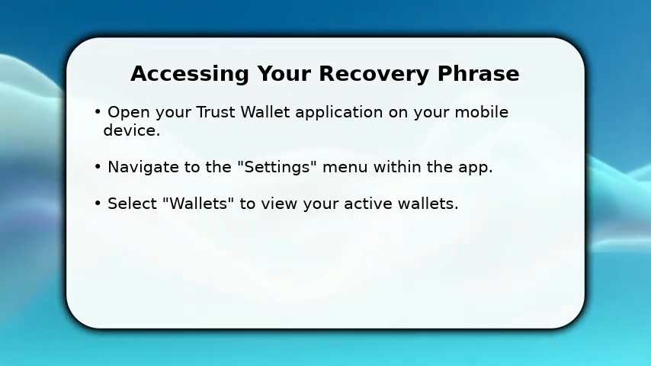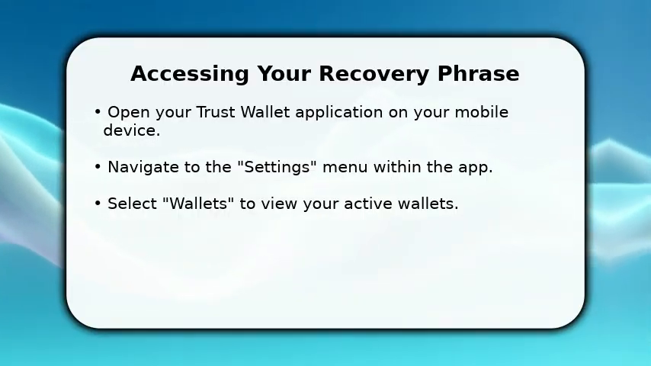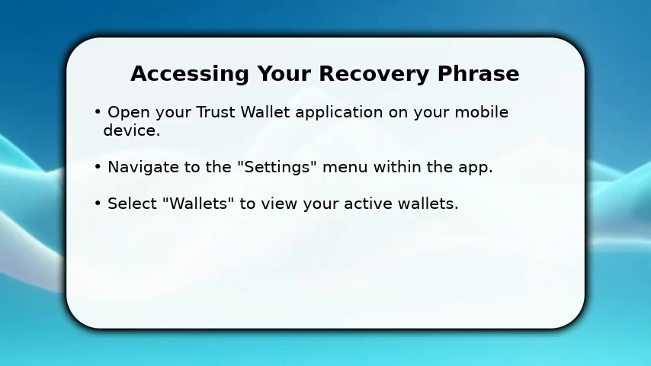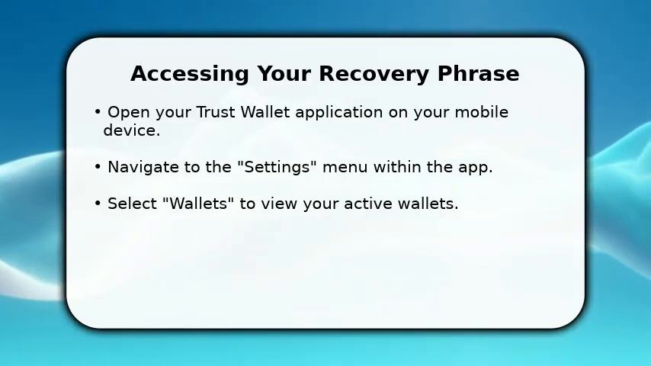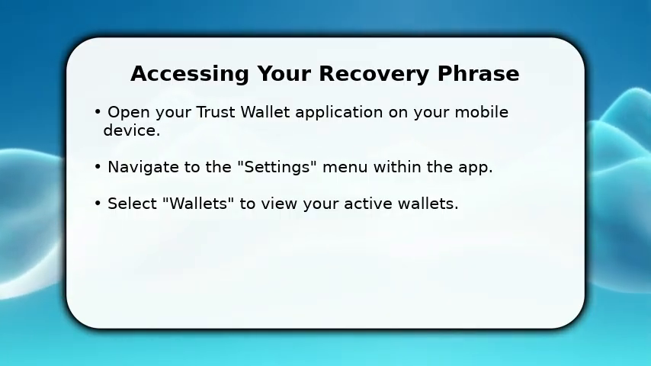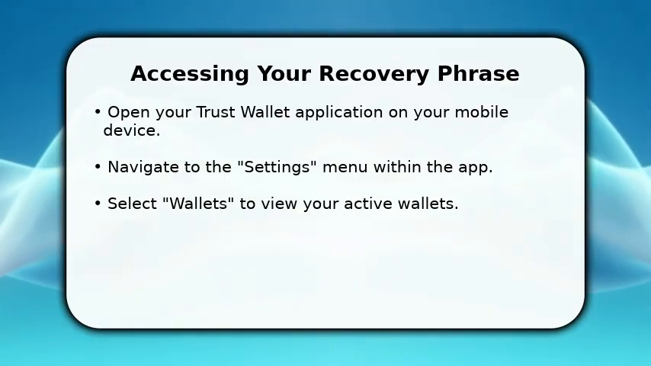In this video, I will show you how to get your Trust Wallet phrase. First, open your Trust Wallet app on your phone. Once it's open, look for the settings icon, usually found in the bottom right corner. Tap on Settings, then select Wallets from the options presented. This will display a list of all the wallets you currently have set up within the application. It's a straightforward process to begin.